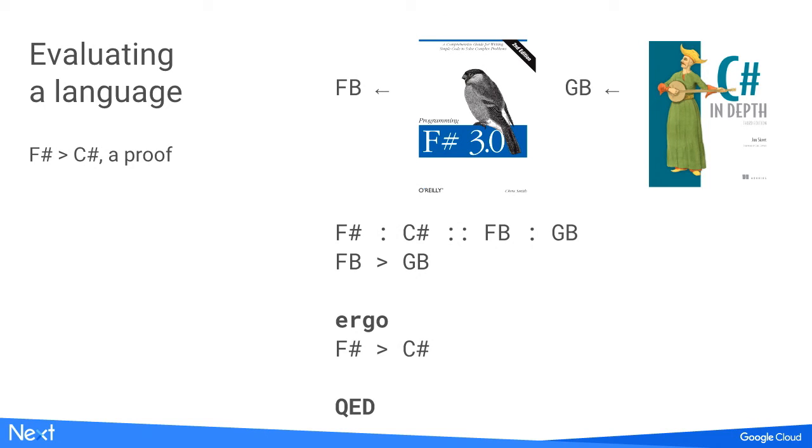Programming F# and its fat bird, and C# in Depth and its dude with a guy playing a banjo. If F# is to C#, as fat bird is to guy with banjo, fat birds, while admittedly not super awesome, strictly better than guys with banjos. Ergo, F#'s better than C#. Quod erat demonstratum, that which was proved, boom. See, he's trying with the Latin. I prefer the original Greek, hoper ede dexai, that which precisely was required to be proved.